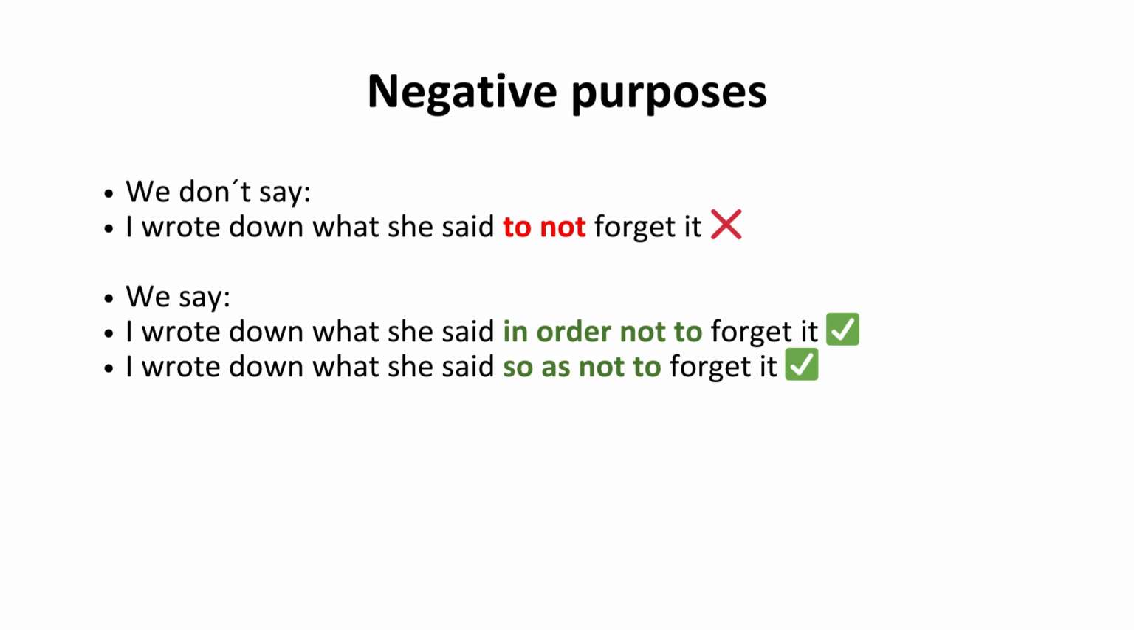Now, talking about negative purposes, remember, we don't say, I wrote down what she said to not forget it. What we are going to say, or the way we are going to use it, is using the expressions in order not to and so as not to, like in the examples. We say, I wrote down what she said in order not to forget it, and I wrote down what she said so as not to forget it.